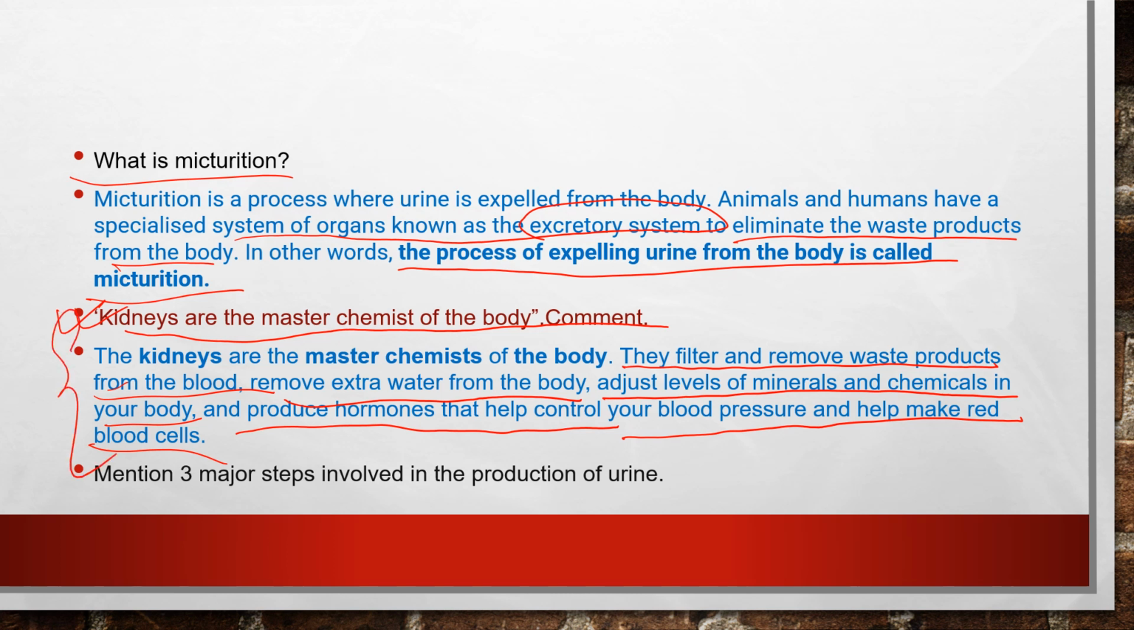Why are kidneys called the master chemist of the body? If I tell you to comment on why they are called so, it is because they are removing the waste products from our body, removing the extra water from our body, adjusting all the minerals and chemicals in our body, and also producing hormones which can control your blood pressure, and they are helping to make red blood cells. So is it clear? This is a very important question and it's a very tricky question.